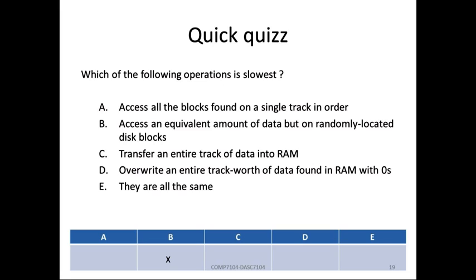While accessing all the blocks found on a single track in order means that we only need to pay the seek time once, placing the arm and the reading head on that track in the beginning, and then simply relying on the spin of the platter in order to get all the data. So that will be much faster. One seek time in option A, instead of one seek time per block in option B, obviously.